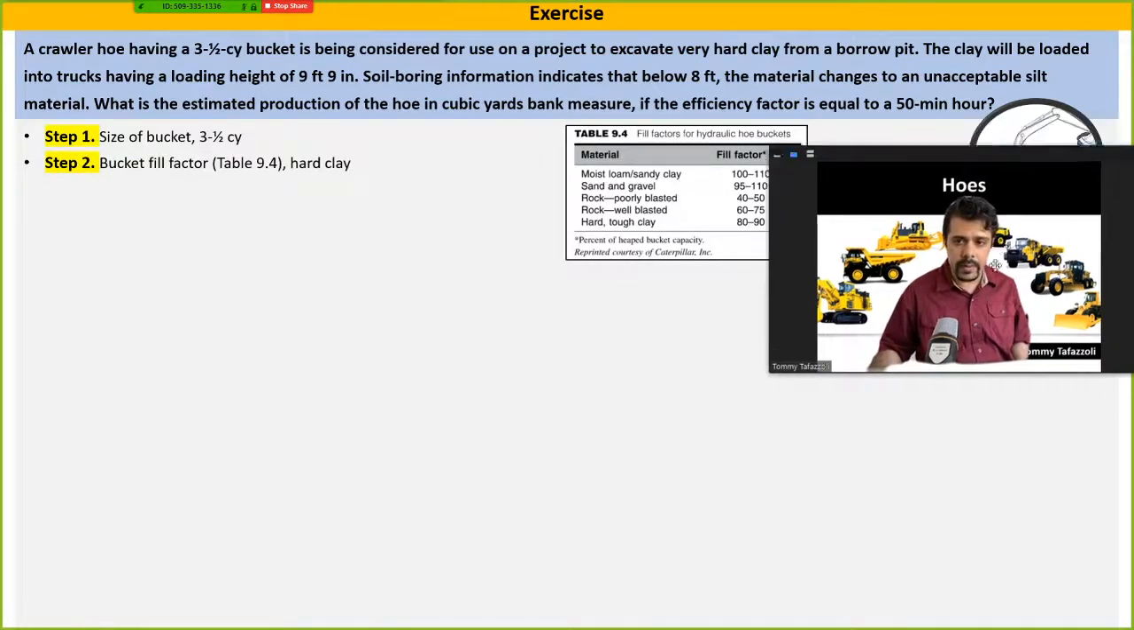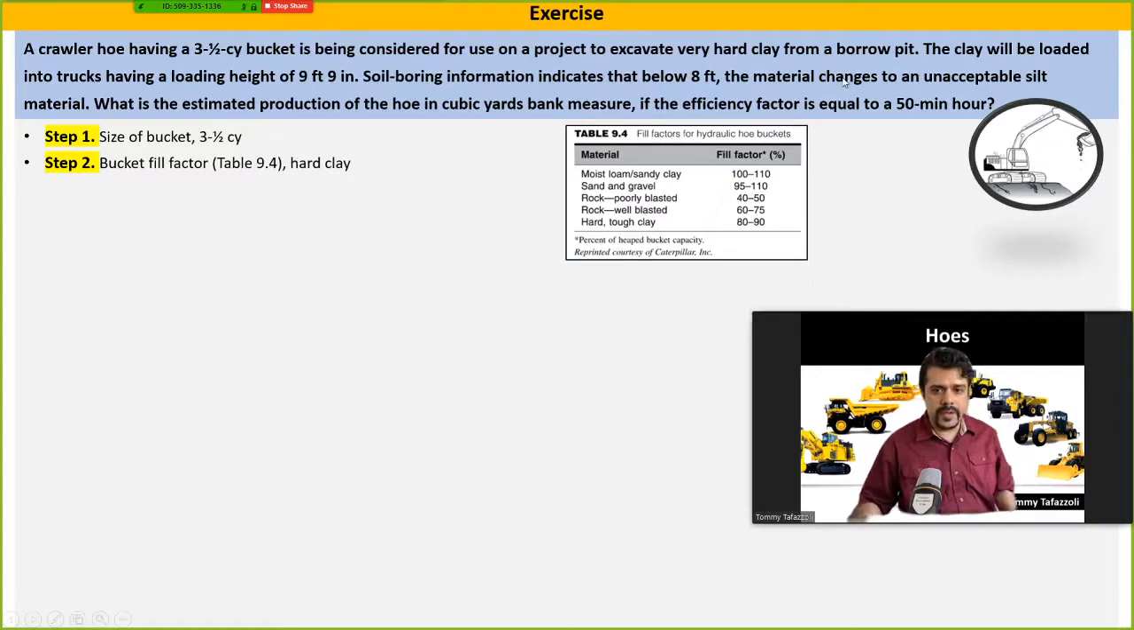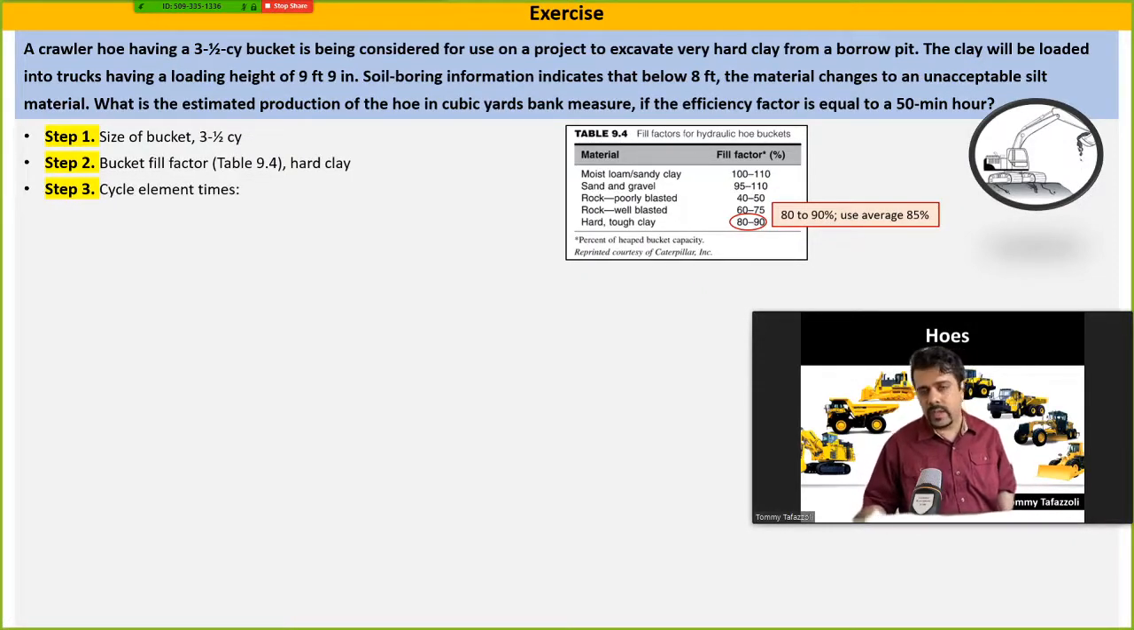So what is the bucket fill factor? The bucket fill factor depends on the type of material, so you should take a look at what type of material. Excavate very hard clay. Okay, so hard or tough clay is the last one, and it ranges between 80 to 90%. Since it's not saying to go for the pessimistic or optimistic, we just take the average between 80 to 90%, that would be 85%.